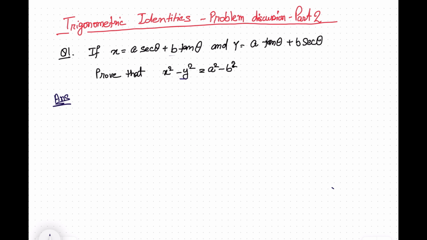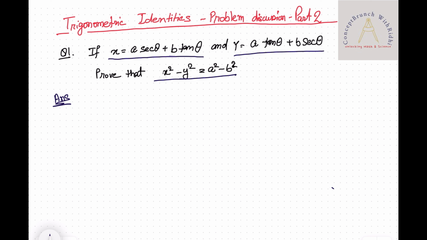This is our first question. Let's solve it. In this question, what is given? x is equal to a secant theta plus b tan theta, and y is given as a tan theta plus b secant theta. So we have to find these values and prove it as well. Let's start with the LHS part.